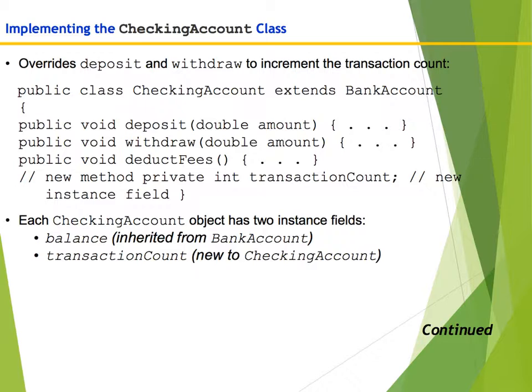So in the class checking account, which extends bank account, we need to provide a new implementation of the deposit and withdraw method, which means that we need to override these two methods. Also, we need to have a new method for deduct fees, and also new instance fields. We know that each checking account object should have two instance fields. One is the balance that is inherited from bank account. Another is transaction count, which, as I said, keeps track of the number of transactions per month. So that is a new field to checking account. Other bank accounts don't need that.